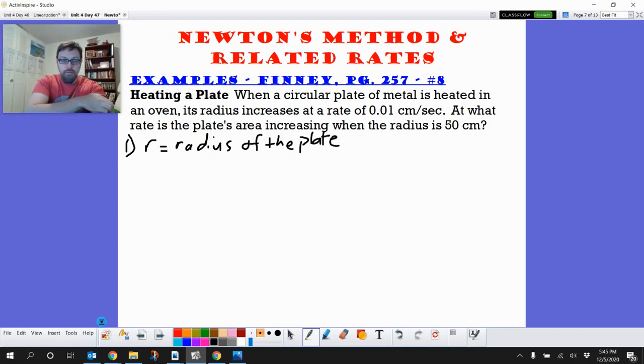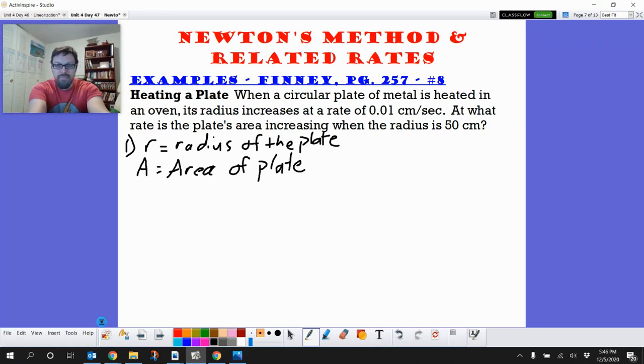And the only other thing that we're really talking about is area. So how big this plate is. So we'll do the area of the plate for A. Okay, so there's something about radius and there's something about area. That's mostly what we're talking about. Everything else is kind of talking about a particular change.